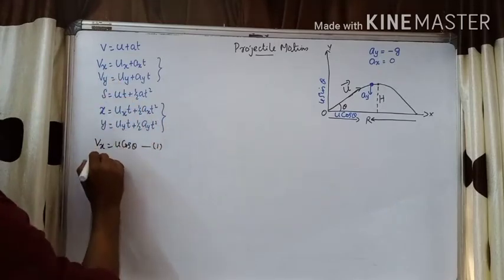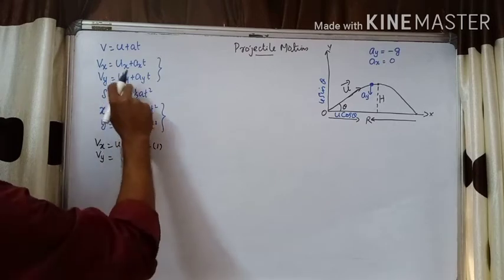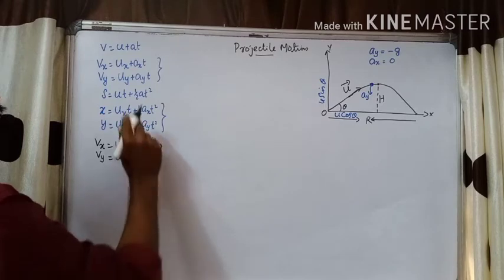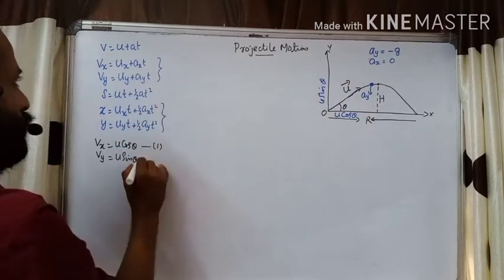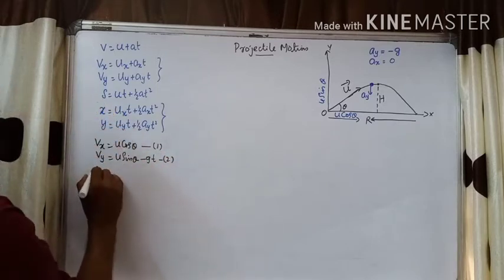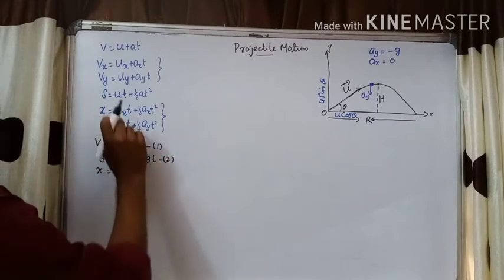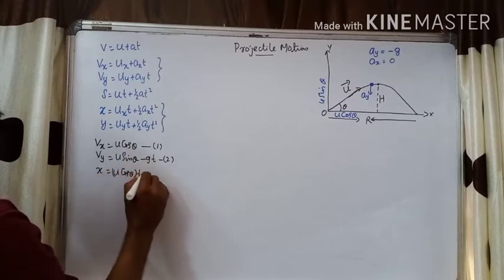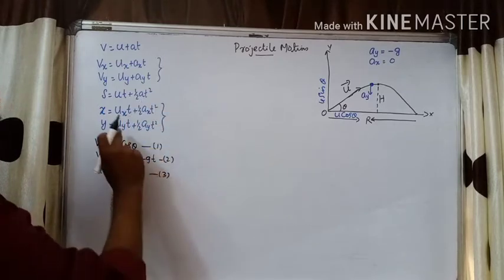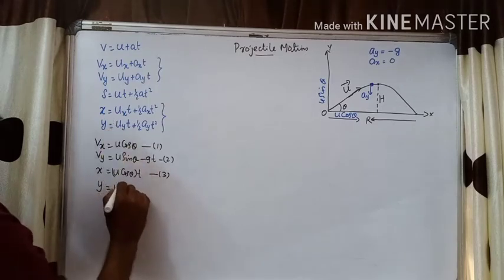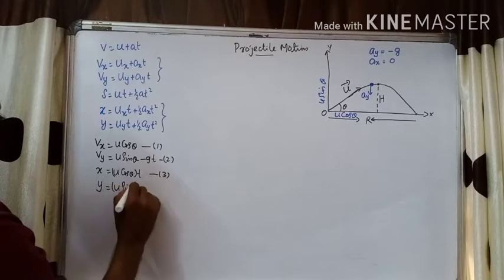Now the second equation, Vy is equal to Uy. What is Uy? Uy is u sin theta. Ay is equal to minus g, so I will write minus g into t. Equation number 2. Now the third equation, x is equal to Ux, and Ux is u cos theta into t. Ax will be 0, so there is no second term. This is equation number 3. Coming to the fourth equation, y is equal to Uy, which is u sin theta into t.